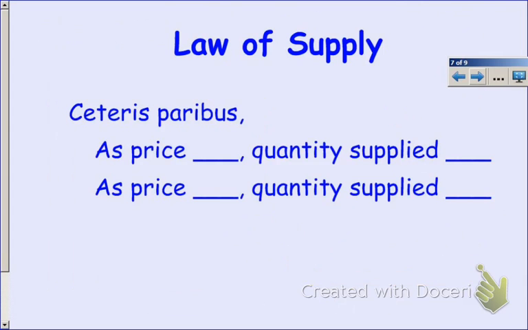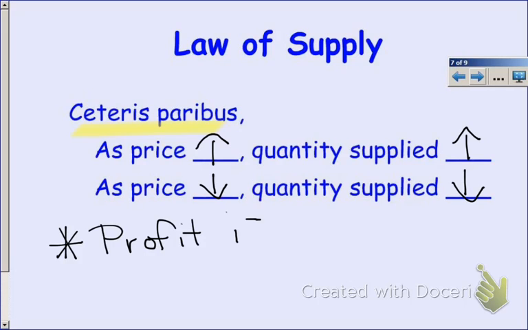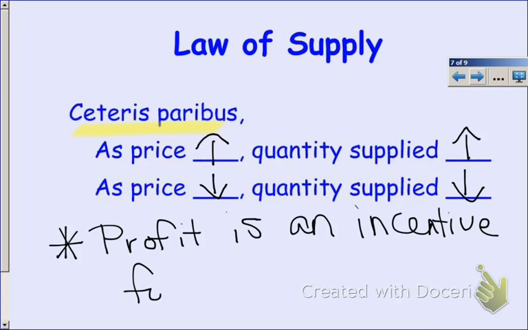And the law of supply says, ceteris paribus, again, that's that same phrase, holding everything else constant, as the price rises, quantity supplied is also going to rise. And as the price goes down, quantity supplied is also going to go down. Now, if you think about this, this makes perfect sense because profit is an incentive for producers. So if they see that they can sell an item for more, they are going to be willing to spend more of their time to produce it.